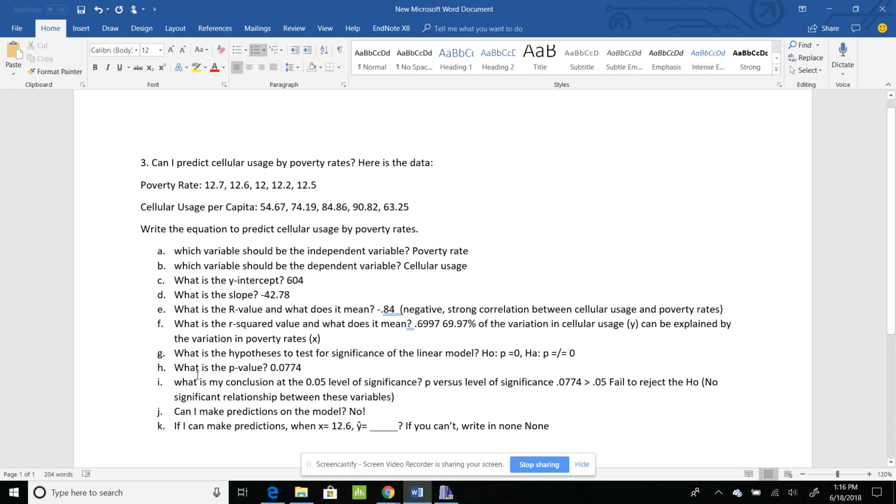And how did I do that? I did that based on this right here, and this is the most important thing. While I found my slope, my R, and my R squared, and it did tell me something, I can't predict from it. So what would I do? I would either start looking at different variables that might affect cellular usage, or try to find a larger data set to see if there's a significant relationship in any of those.